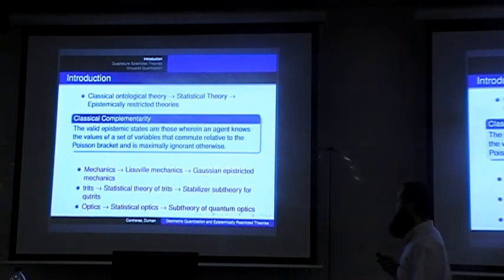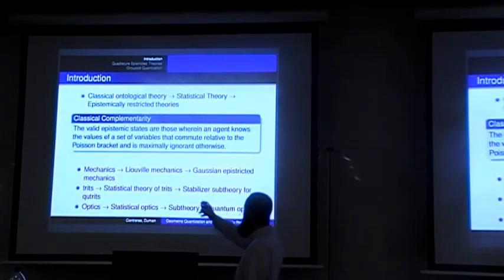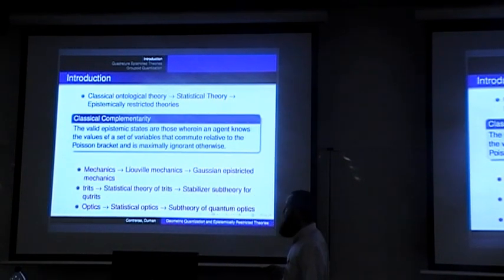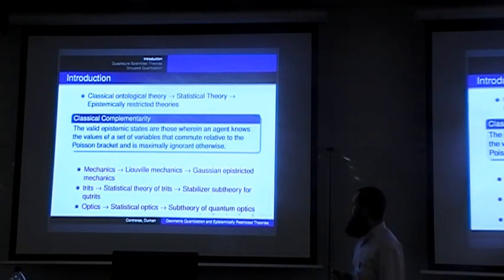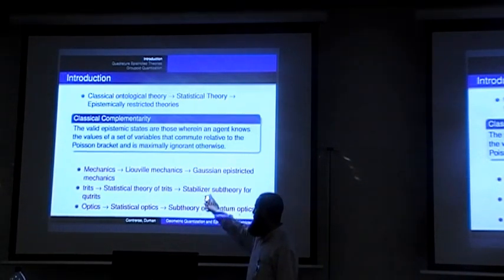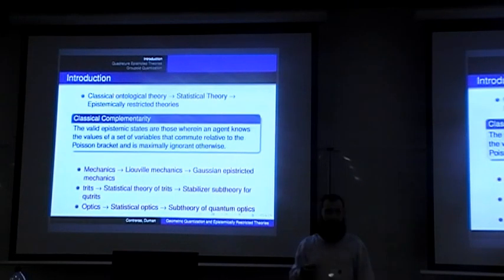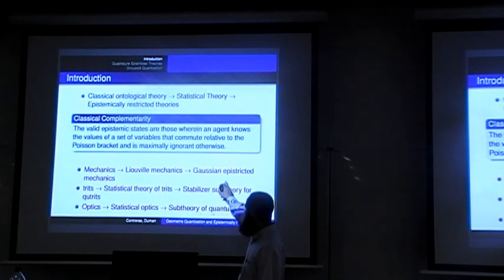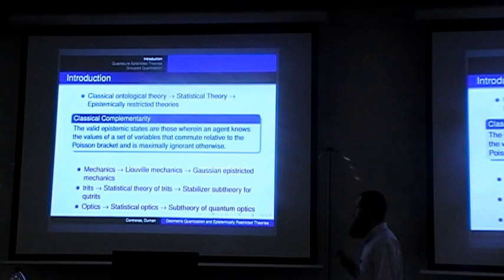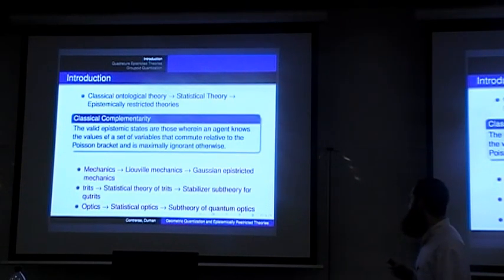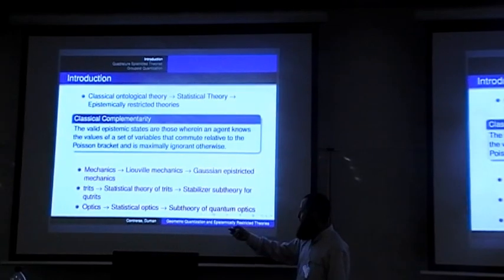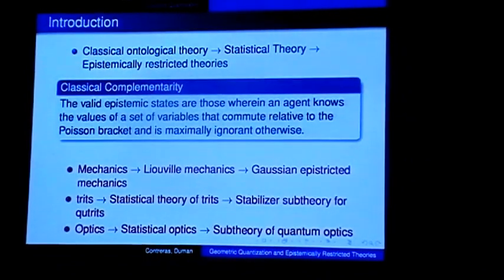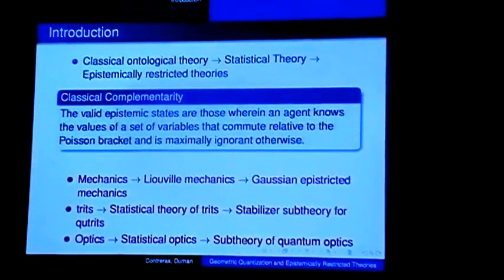If you start with classical mechanics, the statistical theory is Liouville mechanics, and after the epistemic restriction we get Gaussian epistemic mechanics. For qutrits, we get the statistical theory of qutrits, and the epistemic restriction is operationally equivalent to the stabilizer subtheory for qutrits. If we start with bits, we get the Spekkens toy theory, which is very similar to the stabilizer subtheory for qubits, but of course it is local, while otherwise non-local. Starting with optics, we have statistical optics, and then we get epistemic quantum optics.